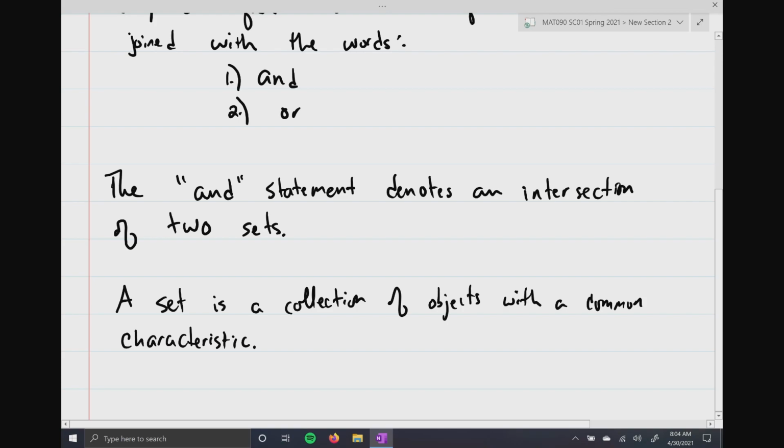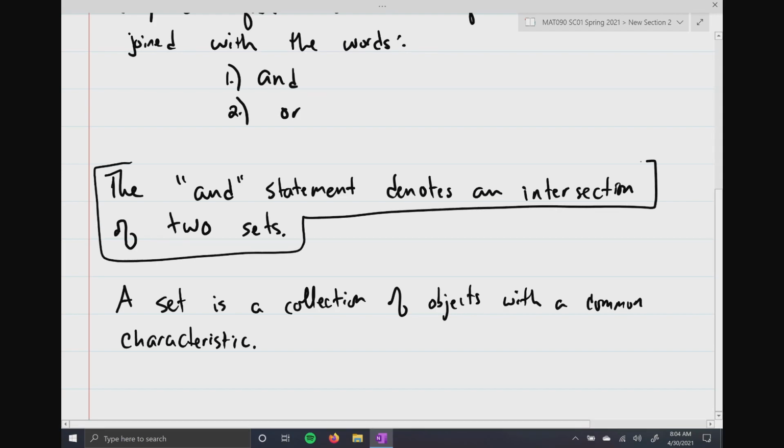Now, if you recall, when we learned the definition of a function, a function, remember, is a rule or a relation that relates the set A of the domain to set B in the range. Do you remember doing that? Okay. So the common characteristic there were all the x values of points, and the other set was all the y values of another point. So when I see this definition, the and statement denotes an intersection.